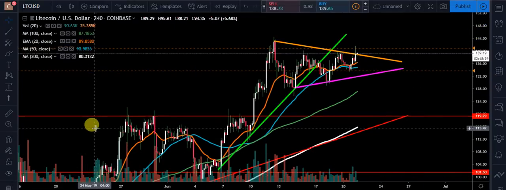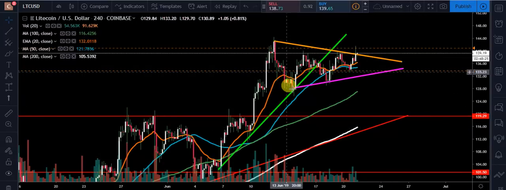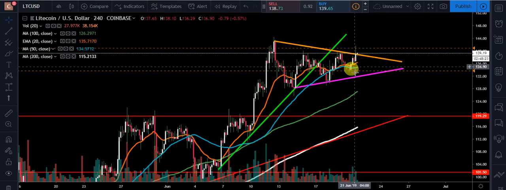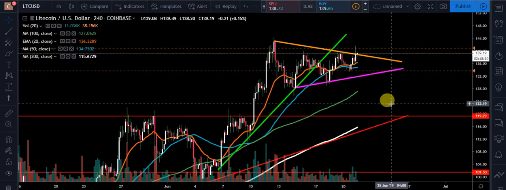So guys, that's what I was looking at for you. I wanted to bring you a quick one here, show you what I'm paying attention to. I'm just watching this little pennant here, this symmetrical triangle, just to see which way we break, if it's to the upside or the downside. So let me know what you guys think.